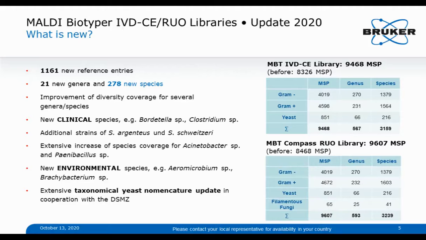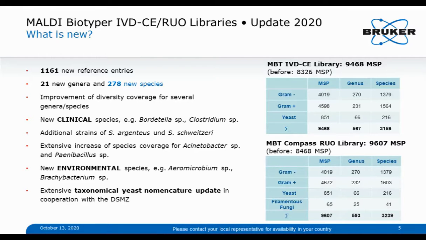A very important part of MALDI Biotyper, of course, are its databases. The main databases, the large RUO and IVD-CE labeled databases, have been extended significantly, I would say. More than 1,000 new reference entries have been added, representing 21 genera and 278 new species. With this, we're further extending the clinical coverage of diversity, but also of species. Here are some species given that have been added in addition.